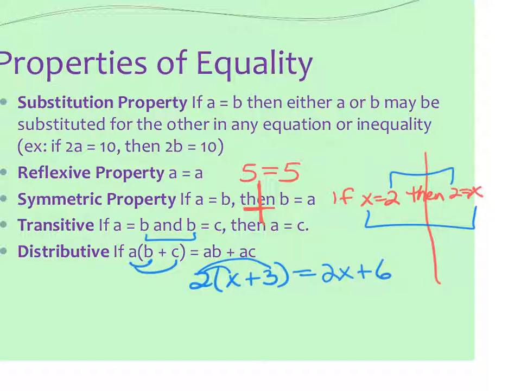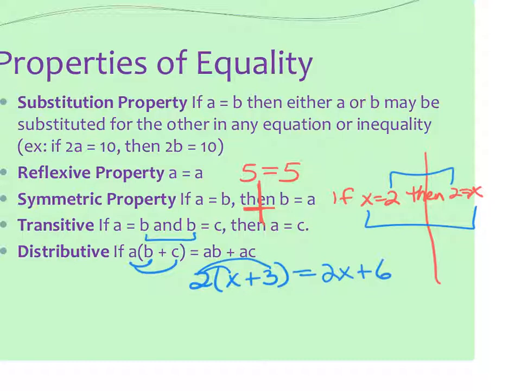Reflexive is the same thing on both sides of the equal sign. The transitive has an overlap. A key thing to look for in the transitive is look for 3 pieces of information. The reflexive, it's like a mirror. It's going to be the same exact thing on the other side.